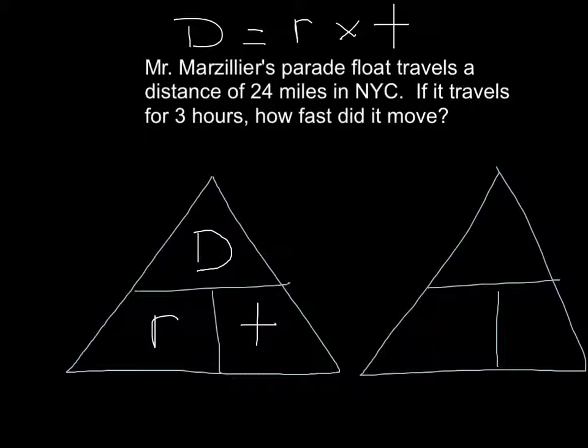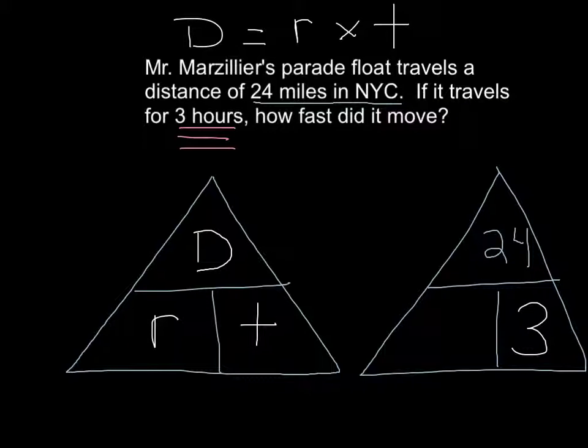So a couple of things to consider here. When we look at the problem, we have some data that we have to pull out. 24 miles in New York City, that's its distance. So we're going to put 24 in the place where distance should go. Right? If it travels for 3 hours, when we talk about hours, hours are a measure of time. So we're going to substitute in our triangle for time. We'll put in 3 hours here, and that goes right there.